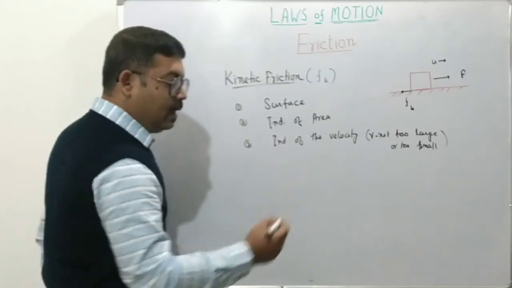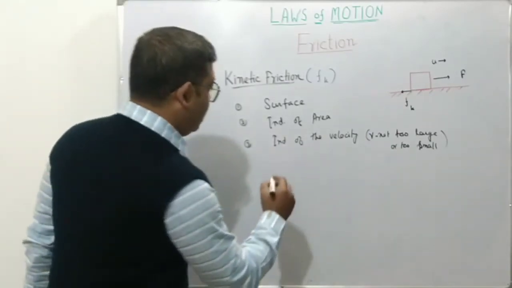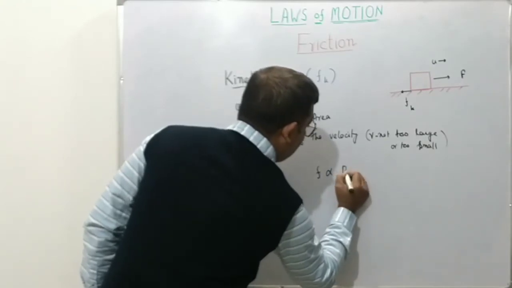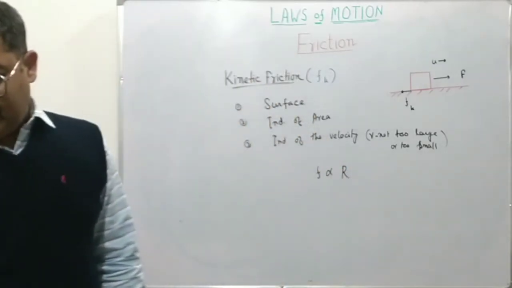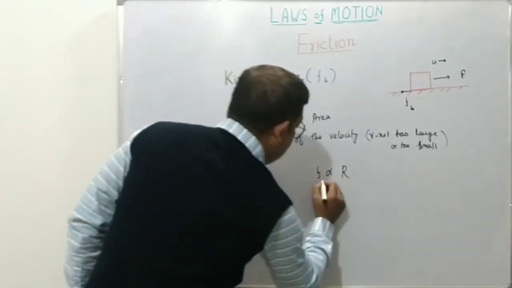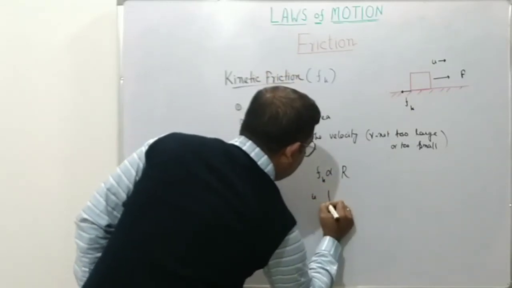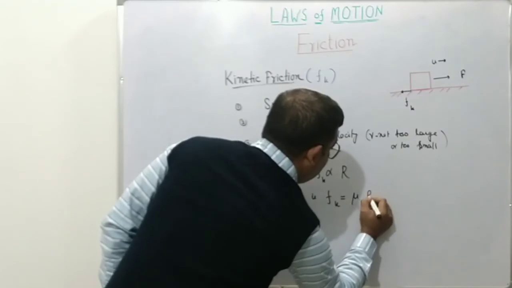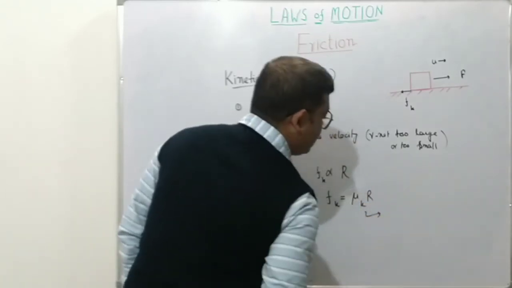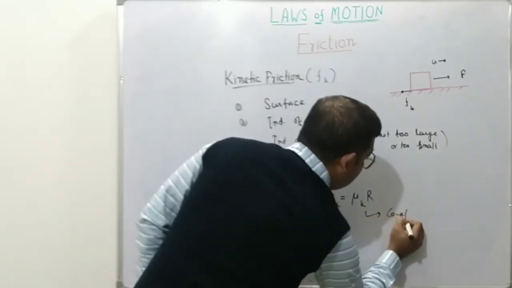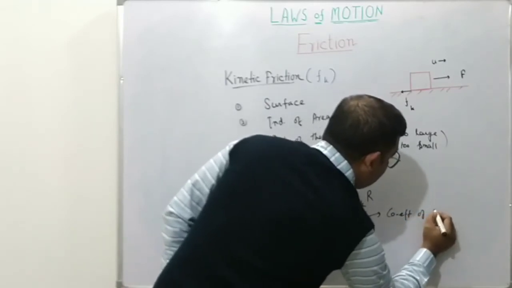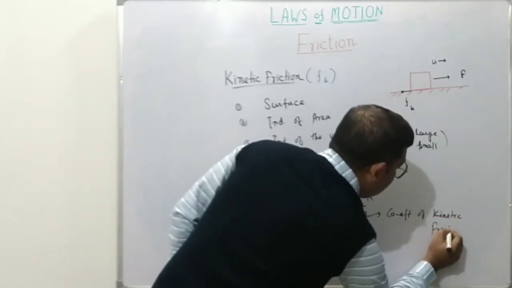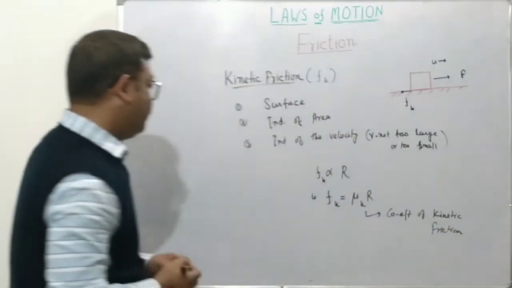But as in the case of static friction, limiting friction, it is proportional to the normal reaction. That is to say, Fk equals some constant of proportionality into R. This is known as coefficient of kinetic friction.